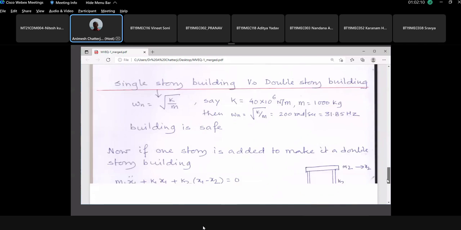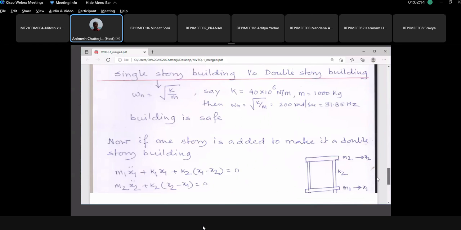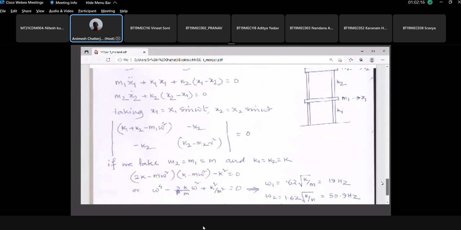So, these three PPTs, today we have discussed only 3 PPTs. And this is whatever I have discussed. Now, the design spectrum, can it be used for multi-story building? We'll discuss that. Today, I only explained it for single story building.